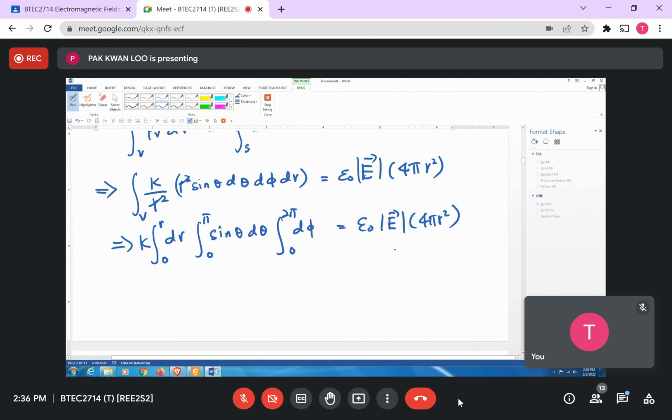Okay. So now, on the left hand side will be k times r. Here is 4 pi, yep, altogether. So the evaluation from 0 to pi of sine theta, the limits, the result is 2 here. 2 times 2 pi is 4 pi.